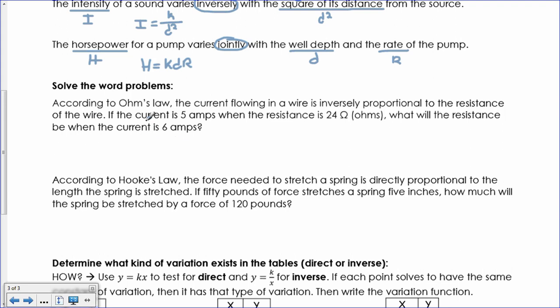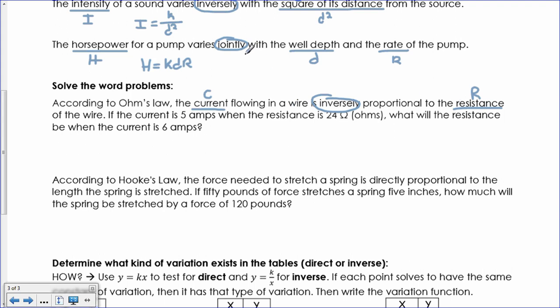So for this one, we have Ohm's law. Not exactly sure where that comes from, but I think it's physics. So according to Ohm's law, the current flowing in a wire is inversely proportional to the resistance of the wire. Always read the first sentence maybe once or twice to understand what's going on. Always look for the inversely, direct, or jointly proportional or varying, so you know what type's going on. And then find your 2 or 3 variables. If it's joint, that's the only time you would have 3. If it's inverse or direct, you're going to have 1 variable on this side and 1 variable on that side.